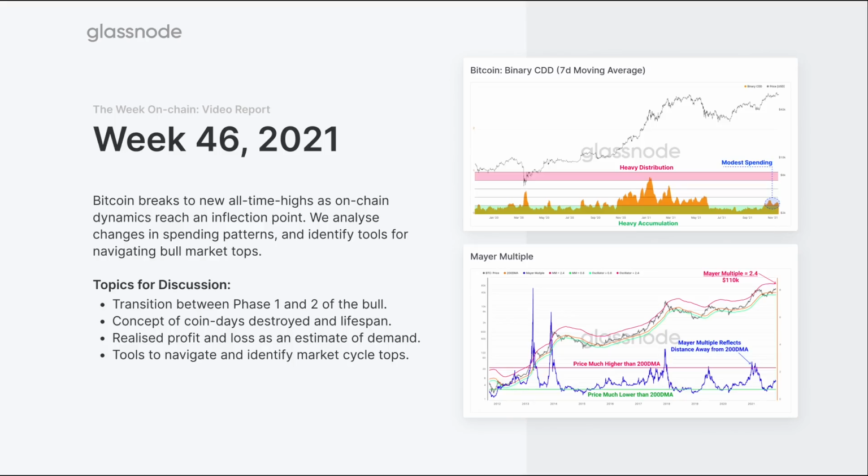So we'll explore a number of concepts like coin days destroyed and lifespan. We'll look at things like realized profit and loss as an estimate of the amount of demand that's coming in. So that's really describing this transition. And then in the second half of the video, we're going to look at some of the cycle top metrics that we have available in our toolkit to navigate what could be the next blow-off top. So looking at the types of behaviors, the spending patterns, and the historical mean reversion models that we have in our tool belt to navigate what cycle tops may look like. So let's jump into our dashboard and get started.